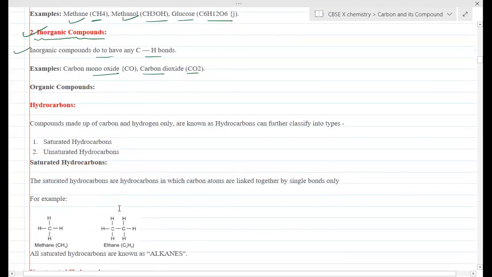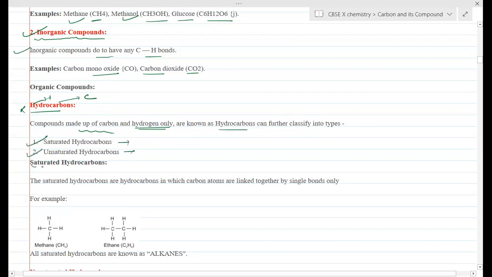Now what are hydrocarbons? Compounds made up of carbon and hydrogen only are called what? Hydrocarbons. Here hydro stands for hydrogen, carbon stands for carbon. So compounds containing hydrogen and carbon are called hydrocarbons. They can further be classified into two types. One is saturated, the other is unsaturated.